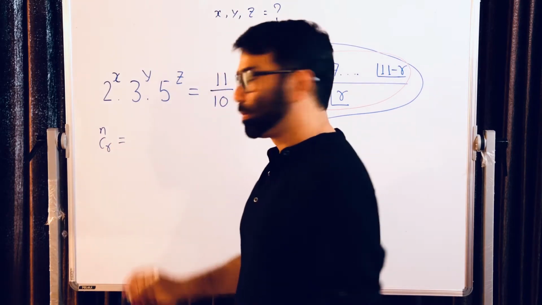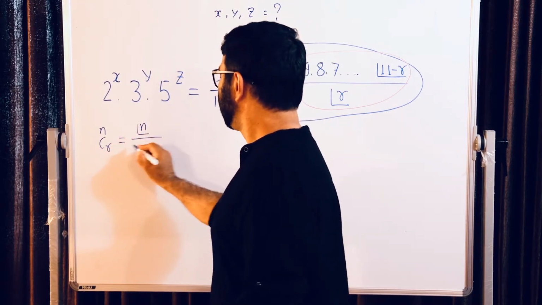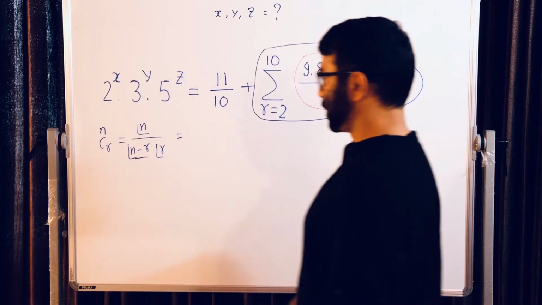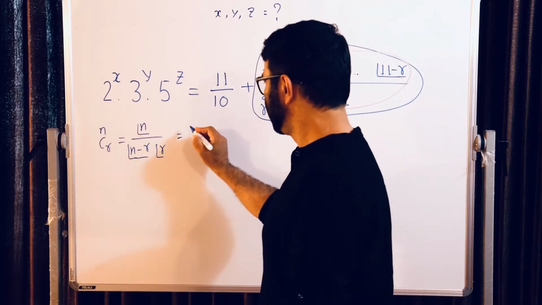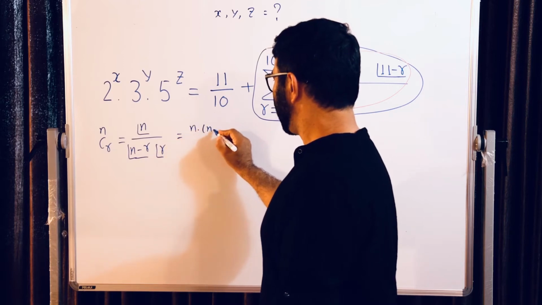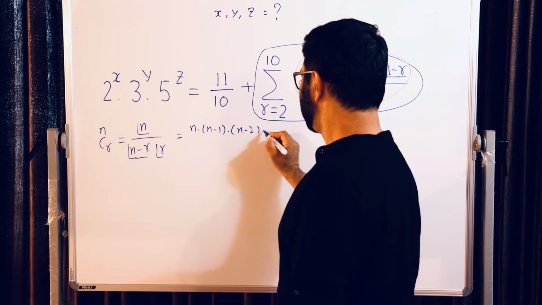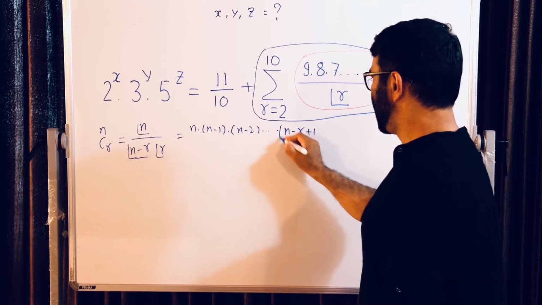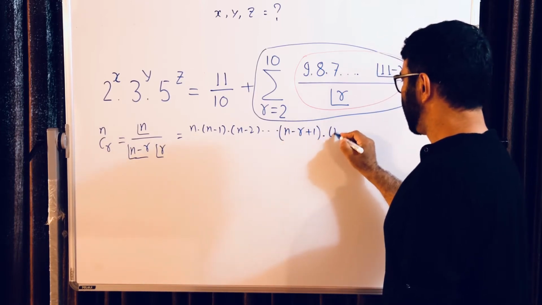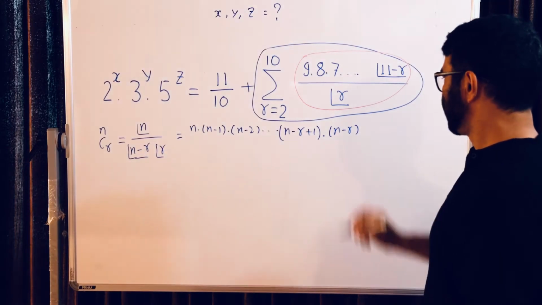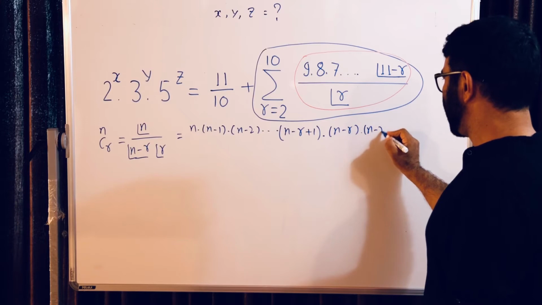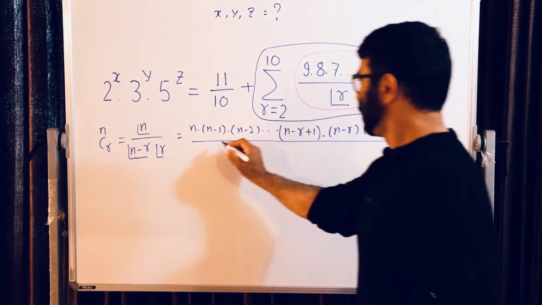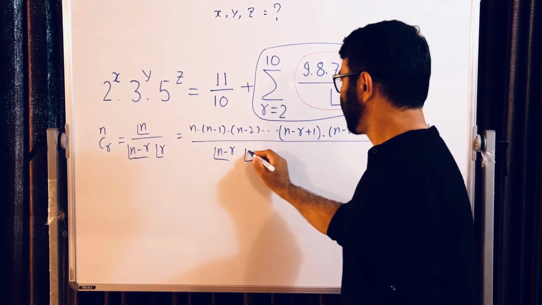NCR is equal to factorial n divided by factorial n minus r factorial r, or we can write n into n minus 1, n minus 2, up to n minus r plus 1, into n minus r, n minus r minus 1 up to 1, divided by factorial n minus r factorial r.